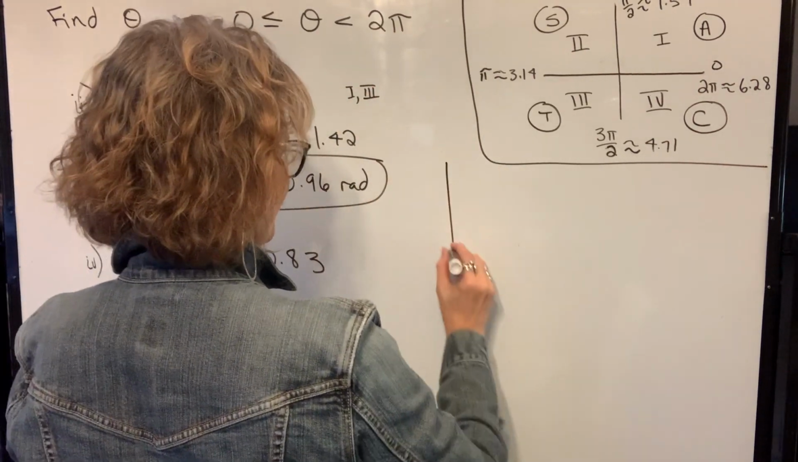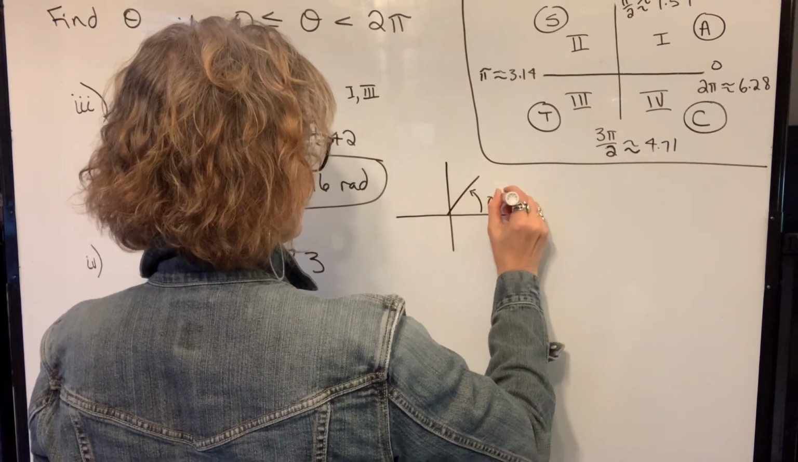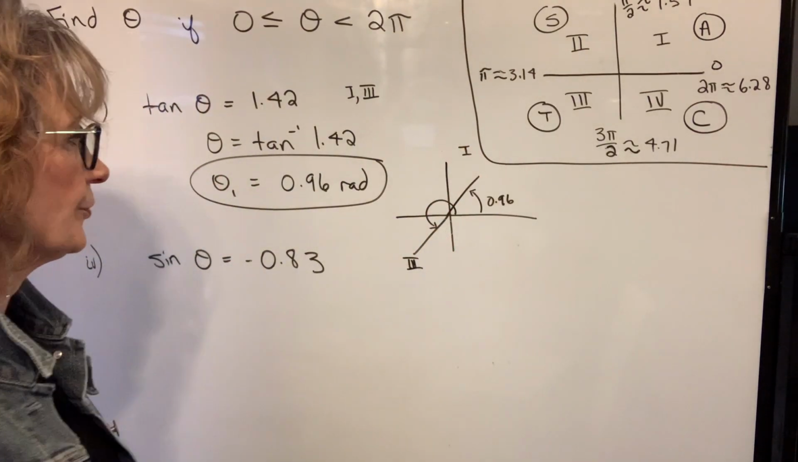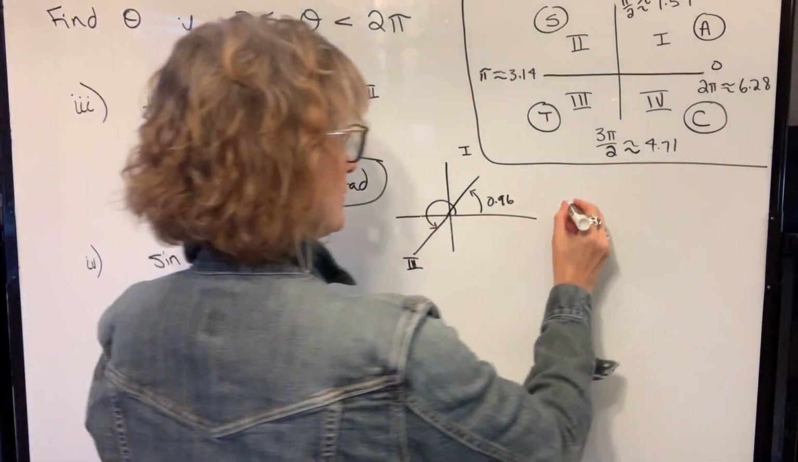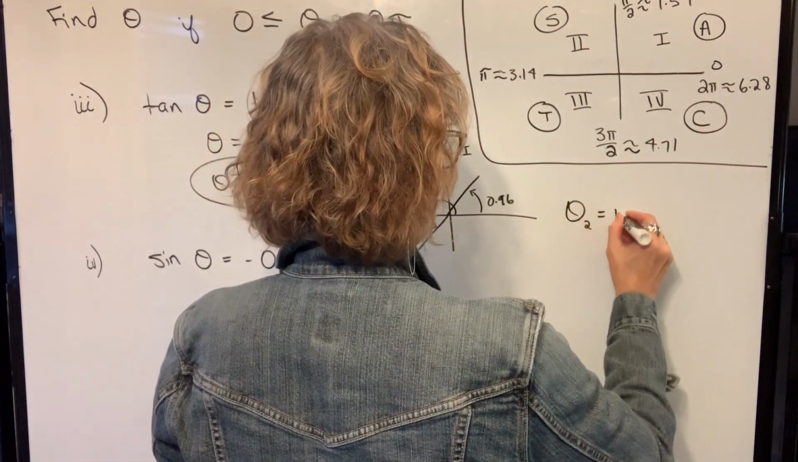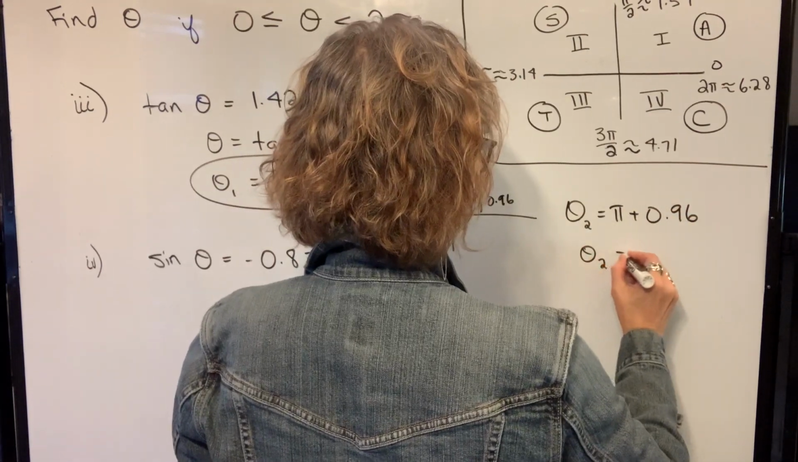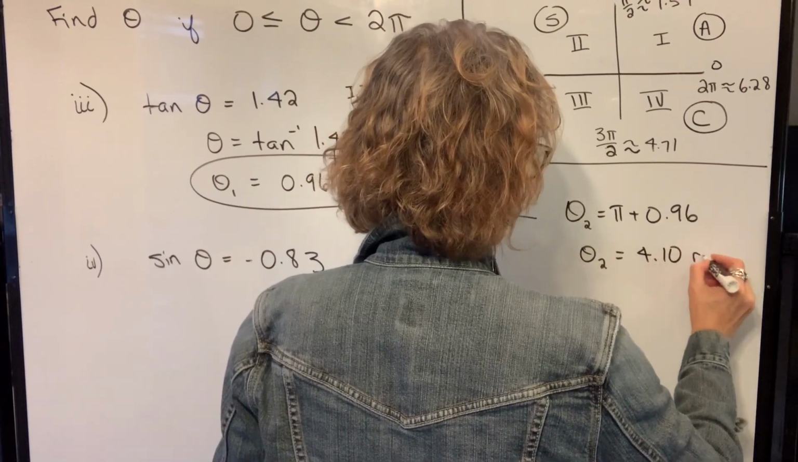So, if my rotation is 0.96 radians, which is in quadrant 1, to find the angle in quadrant 3, I'm going to add that amount of rotation to pi radians. So my second angle will be pi plus 0.96 radians. So my second answer is 4.10 radians.